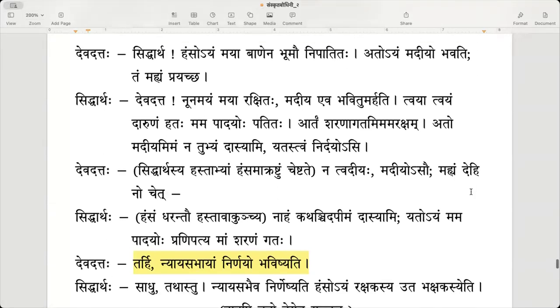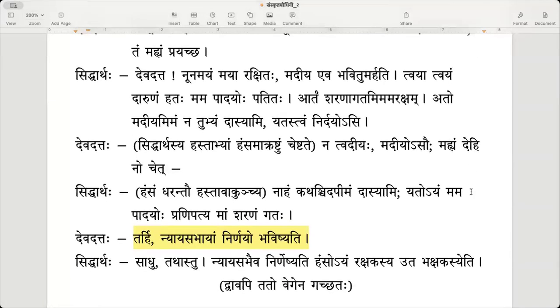Siddhartasya hastabhyam hamsam akrashtum cheshtate. He wants to drag the hamsam out of Siddhartha's hands. Cheshtate is he acts. Will there be really a hamsa in the drama or no? Probably, why not? If you can bring a hamsa and enact this whole thing, it will be nice. But generally, they will make a action one of it, or make a fake one.